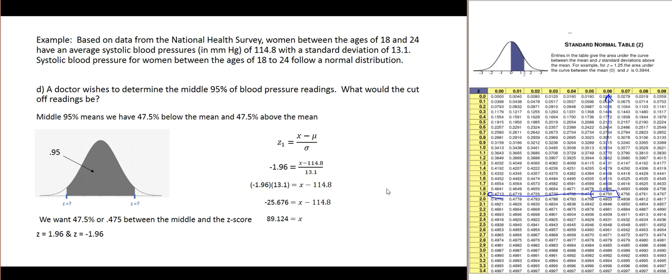And now we need to redo this for our second z-score of 1.96. This will be our upper cutoff. So I'm going to plug in the 1.96, do the same thing. I'm going to clear fractions, multiply that out, add the 114.8, and we get that upper cutoff. So what would the cutoff readings be? Well, on the lower end, we'd have a blood pressure of 89.124, and on the upper end, we'd have a blood pressure reading of 140.476.